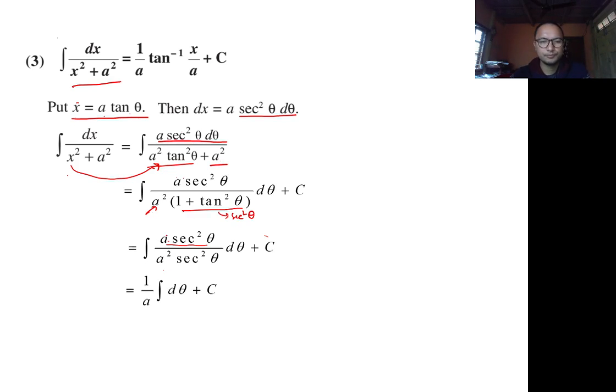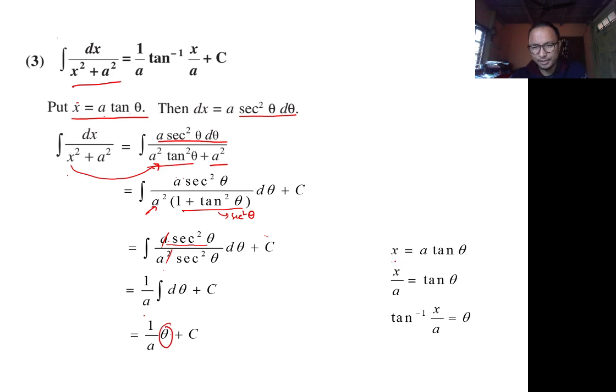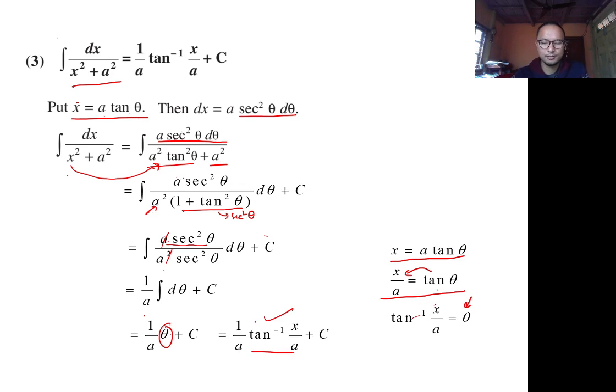Cancel out, so a and a cancel, now we are having 1 by a. Say the square is 1, so we have 1 by a, integration of d theta, theta. But what is theta? Theta in terms of x, we're going to put back. That's it. x equal to a tan theta, so x by a is tan theta. So tan inverse x by a is theta. That's why theta is tan inverse x by a. That's it.